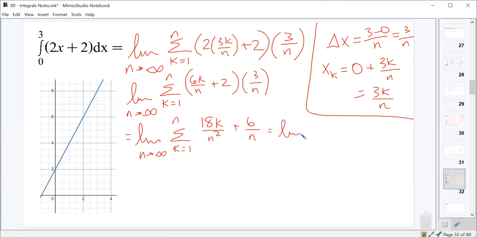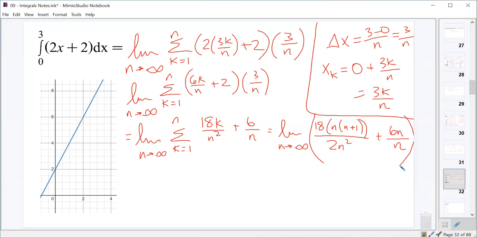Can now become a limit as n approaches infinity of 18k over n squared will be 18 times the summation of k, which is n times n plus 1 over 2. And then we have to keep that over n squared that was in there. And then the 6 over n is again just a constant. So that's 6 over n times n.